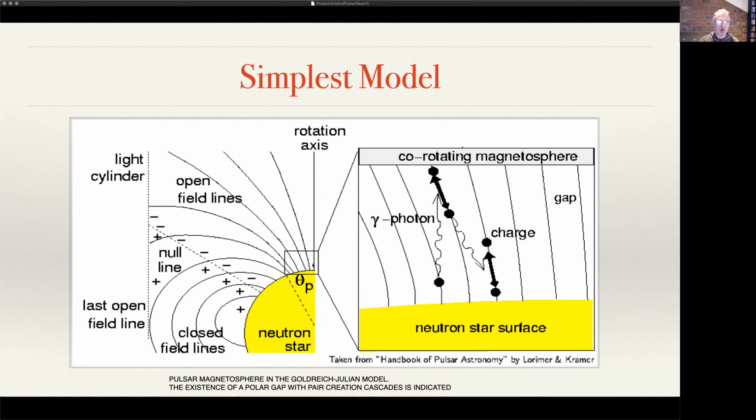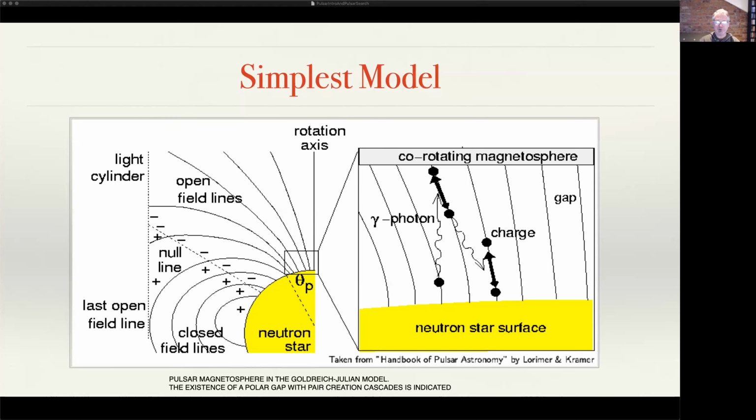Now, if we zoom into this box, we think that the magnetic field strength is strong enough that it generates an electric field, and that electric field is able to set up a potential, and that potential is strong enough to pull particles from the surface of the neutron star. And what happens is that those particles are moving. So you can see the charged particle here, shown as this little circle, is moving, and a moving particle on a curved magnetic field line is going to radiate. And so you can see it will give off a gamma ray photon.